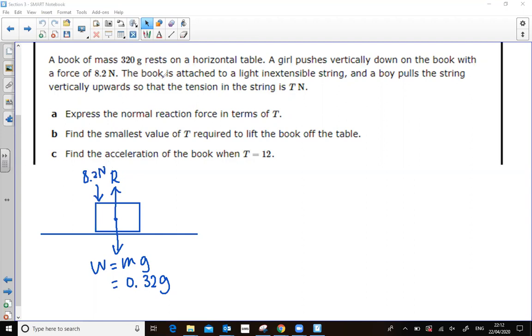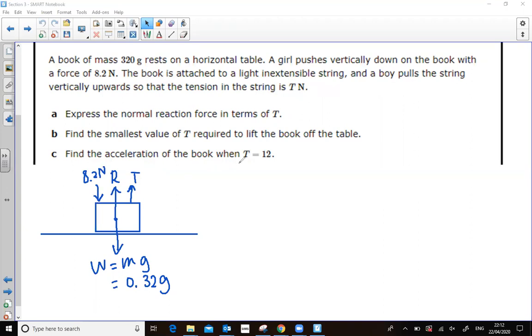And then it says the book is attached to a light inextensible string, and the boy pulls the string vertically upwards with tension of T Newton. So let's go over here, and we have a force of T going upwards. Right, I think that's it. They are all the four forces acting on the book.